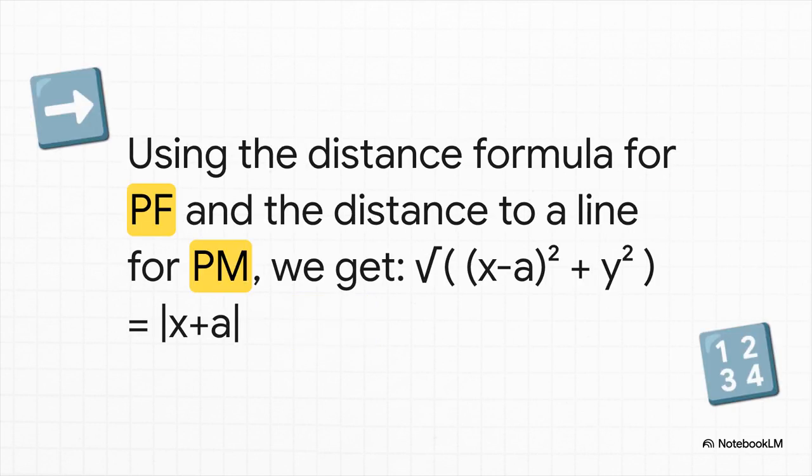All right, let's start translating. We're going to use the good old distance formula, the one that comes from the Pythagorean theorem, to figure out the length of PF. That gives us the big square root on the left. Now, the distance from our point P to that vertical directrix line M, that's actually way easier. It's just the absolute value of x plus a. So we set them equal, and there we have it. The rule is now an equation.